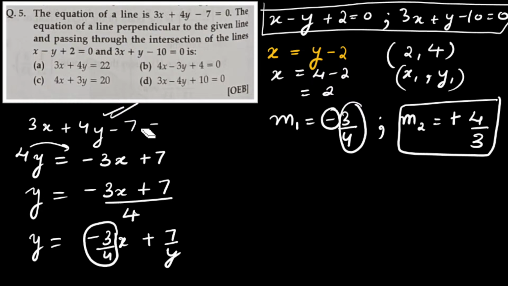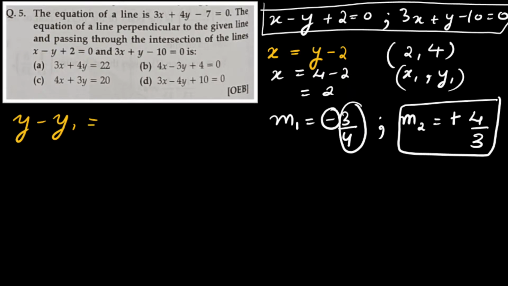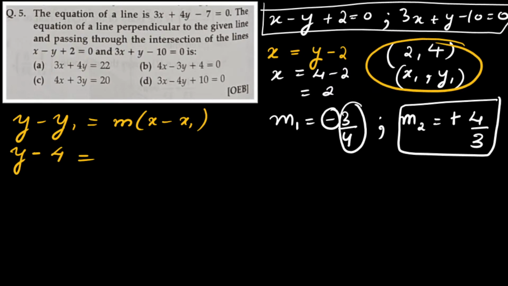So we got the slope now. We got the coordinates also. I think the equation we can find easily by using the point form. So y minus y1 is equal to m into x minus x1. So y minus y1, y1 is 4. So I'm just going to substitute. From here I'm using the coordinates we have already found.